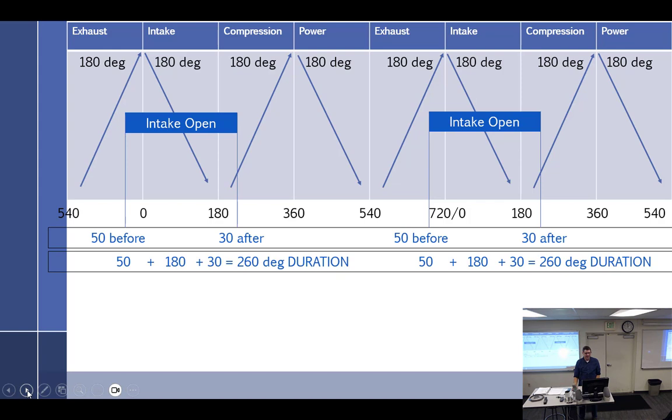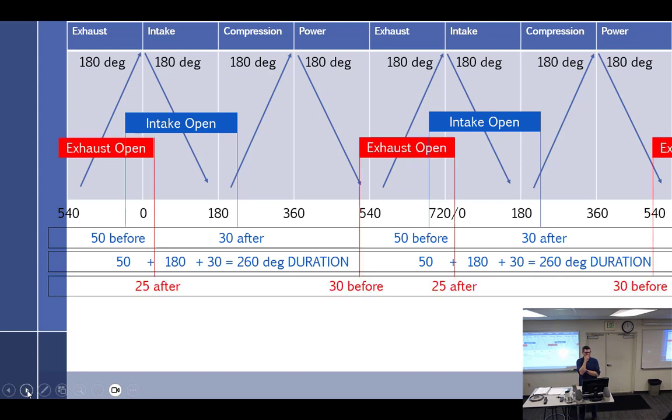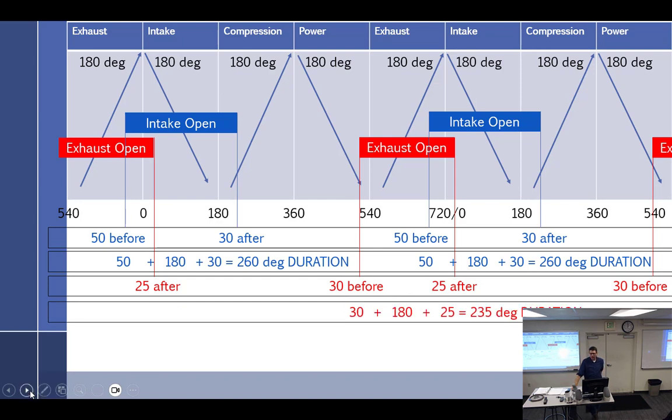All right, exhaust valve. We know that it's open 180 degrees plus 30 before and 25 after. So what is the duration of that valve? 180 plus 30 plus 25. So 235 duration. What is the valve overlap?